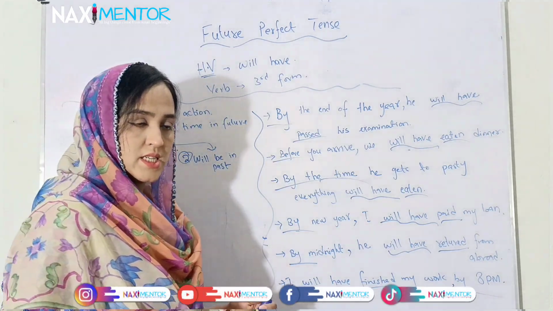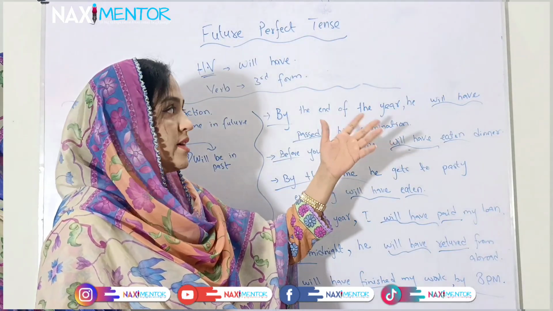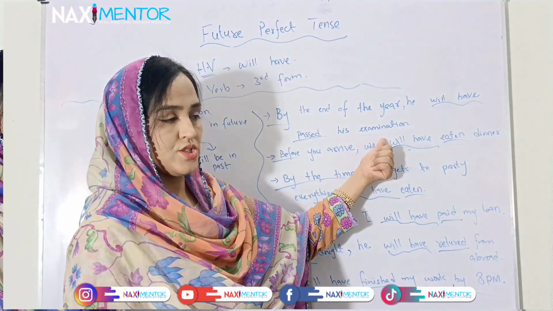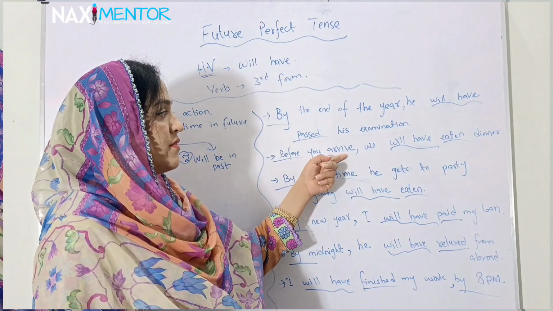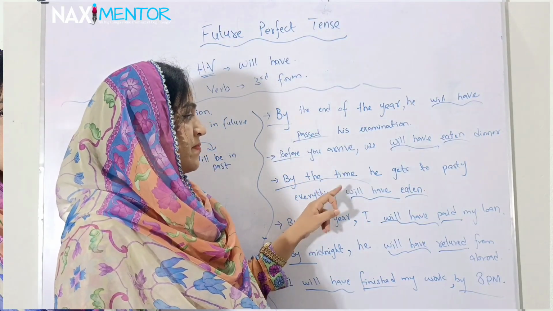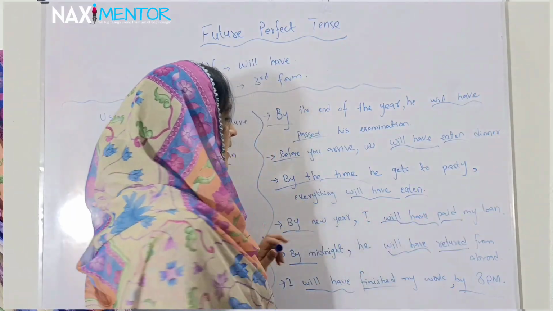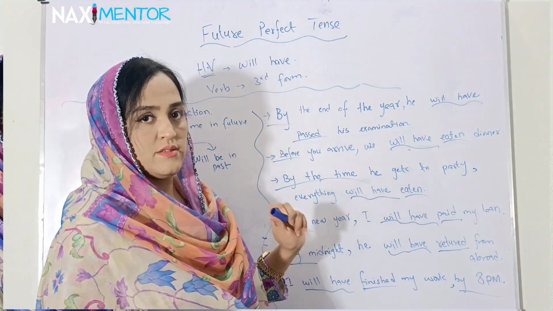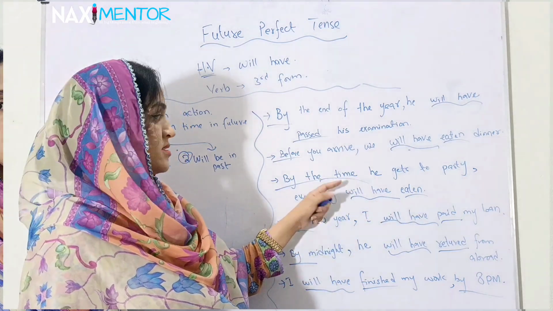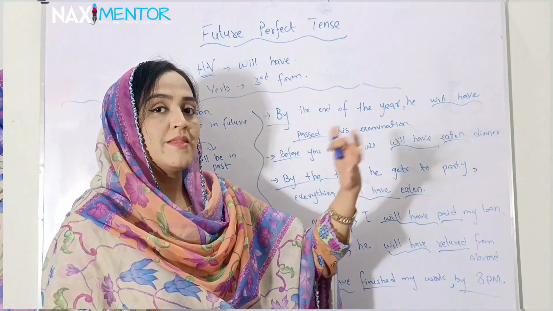Let's read these sentences. By the end of the year, a given condition, the end of the year, he will have passed his examination. Before you arrive, we will have eaten dinner. By the time he gets to the party, we can put a comma over there, everything will have been eaten. A full condition in this tense is by the time he gets to the party, a condition of his getting to the party.